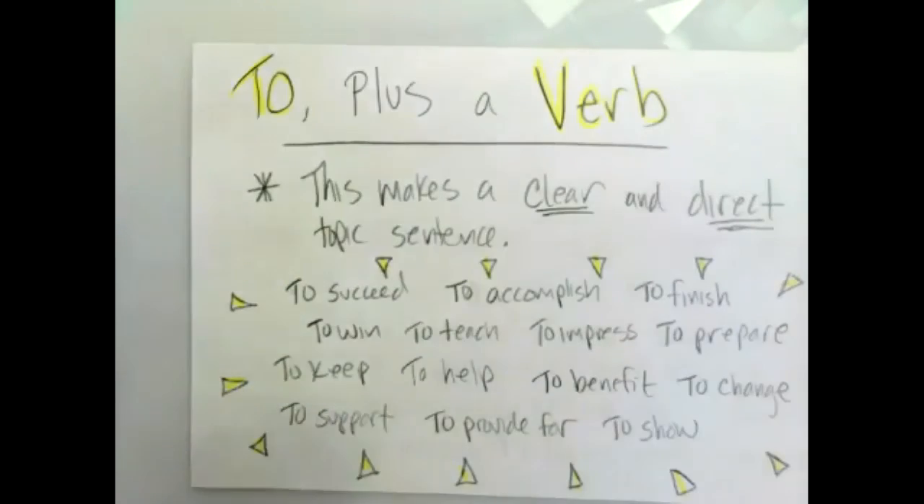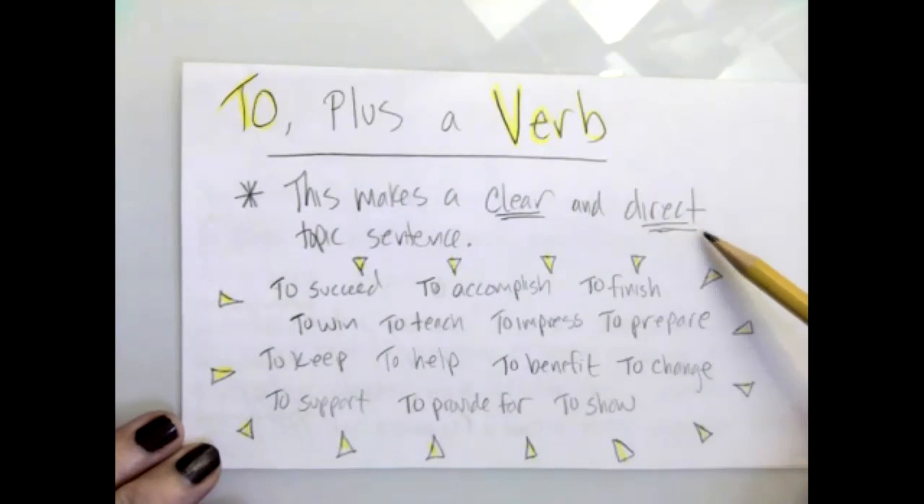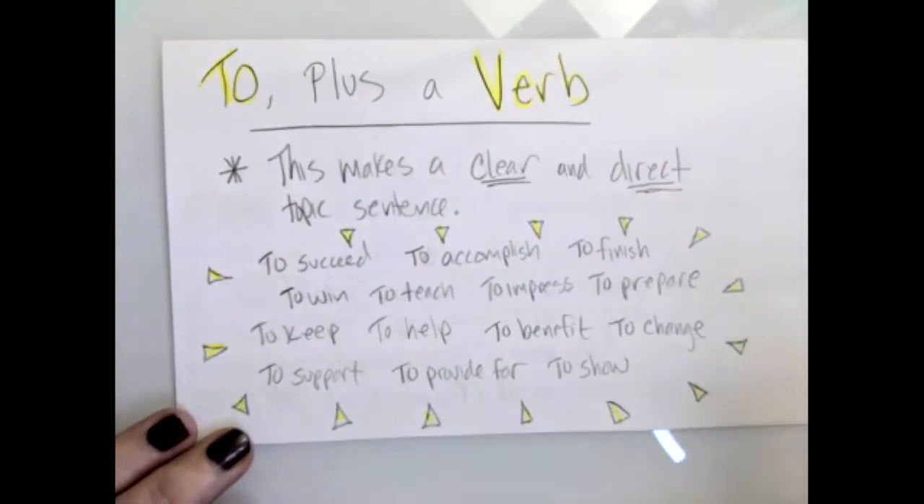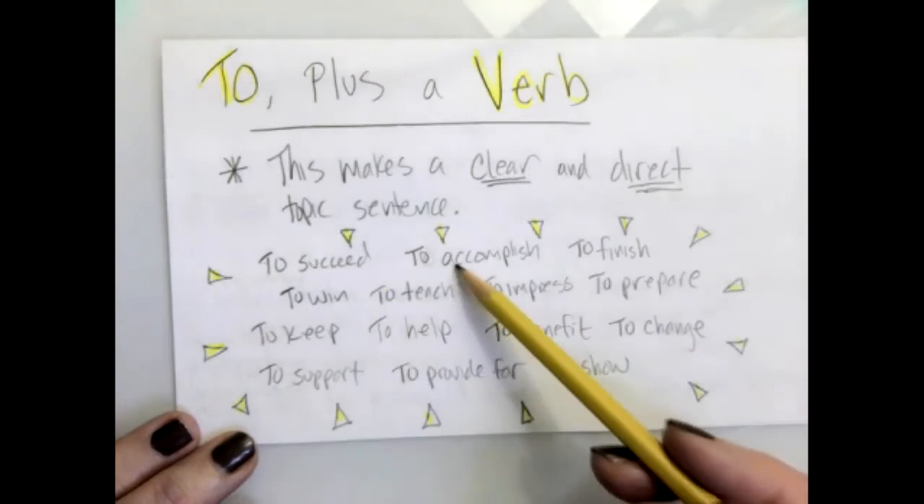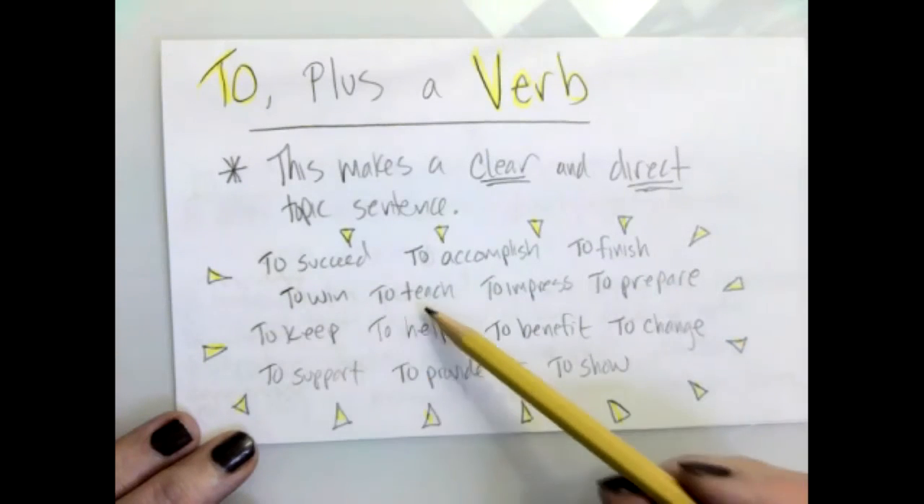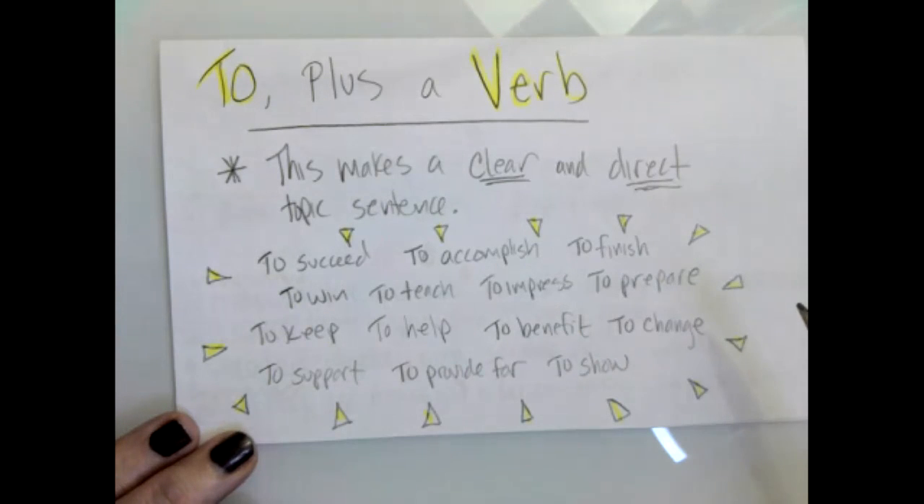Okay, and then one last one that I'm going to show you an example for is the to plus a verb. Again, this is for the older child. So this makes a clear and direct topic sentence. And I like to do this one where I put little triangles around it and fill it in so that it stands out. But we've got this list of to succeed, to accomplish, to finish, to win, to teach, to impress, to prepare, to keep, to help, to benefit, to change, to support, to provide for, to show. So to plus a verb. So we can see we've got the to and the verb. And then here we've got some good examples.